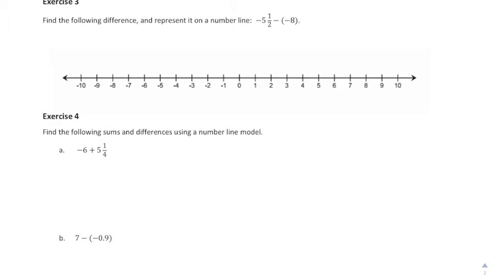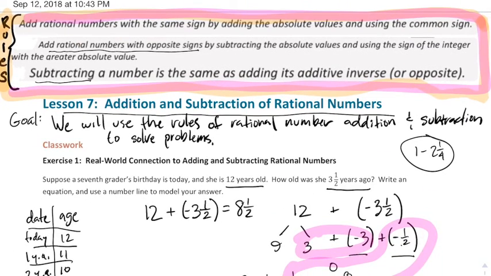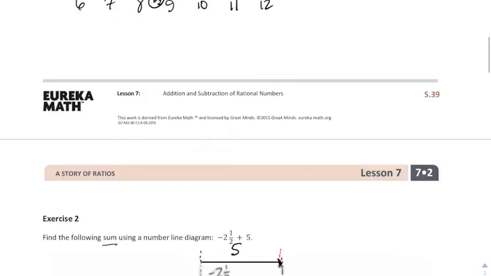Here we are on exercise 3, which is on page 45. We're being asked to find the following difference and represent it on the number line. -5.5 take away -8. -5.5 subtract -8. And we can absolutely pop back to our rules. We're taking a negative number, we're subtracting a negative number from it. And the first rule we'll look at is subtracting a number is the same as adding its additive inverse.